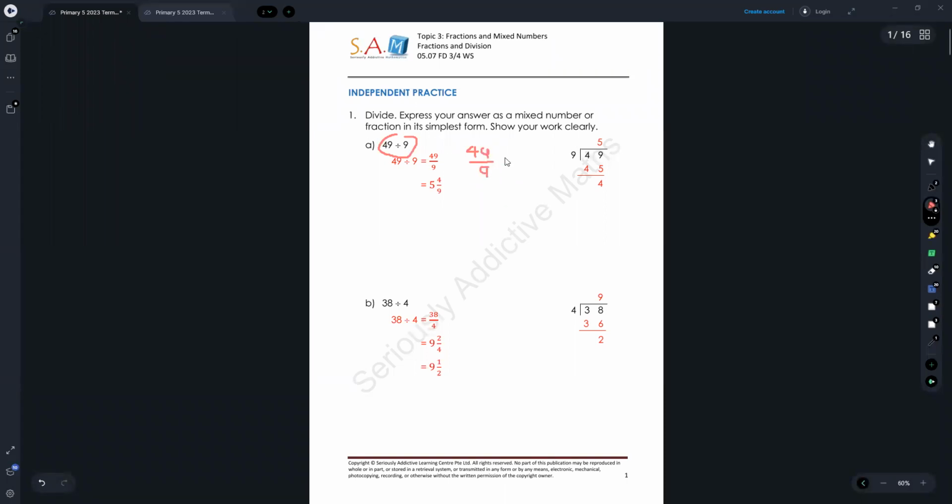This might refresh your memory. What is this called? This is an improper fraction. So they have to convert it into a mixed number. And how do they do it? They will use this method, 49 divided by 9, and then you get the remainder.